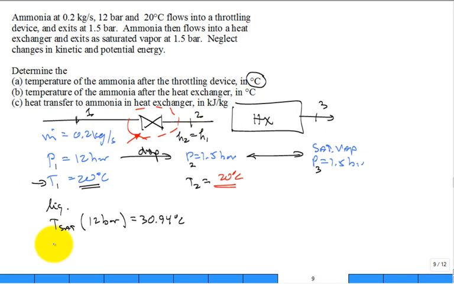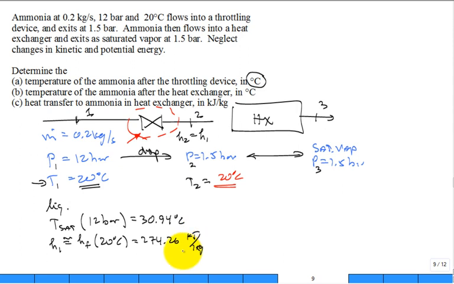So what we do is we come back here and we say, what is H1 approximately? Do they give us a subcooled liquid table for ammonia? No. So we have to use the approximation that it's H of F at 20 degrees C. It's the saturated liquid enthalpy at 20 degrees C for ammonia. We pick that value off. We get that it's 274.26 kilojoules per kilogram.